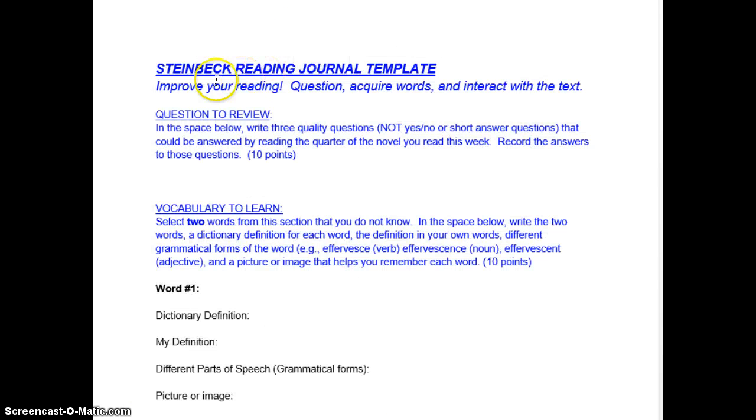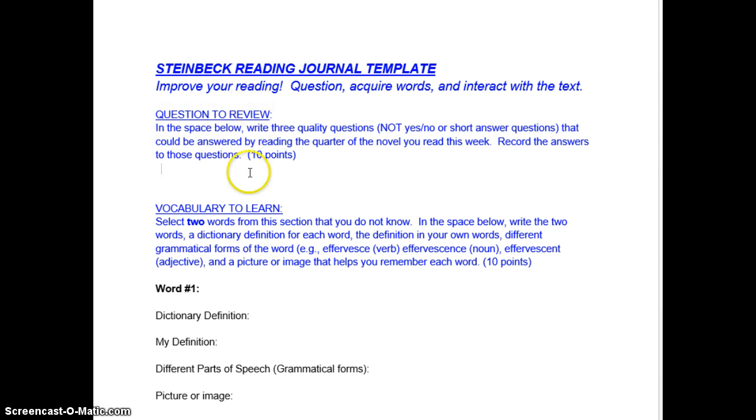So you'll start on this first part, and this is the questioning strategy. It's also the summarizing strategy. When you've read your first quarter of the book, you're going to write 3 questions, not yes or no questions, not short answer questions, but 3 questions that you would be able to answer if you had read that quarter of the novel that you read. So they're kind of review questions. You could think of this as quiz questions for yourself.